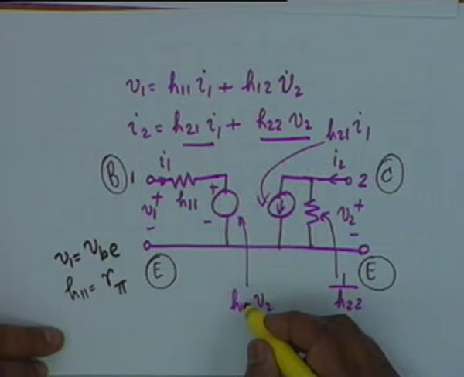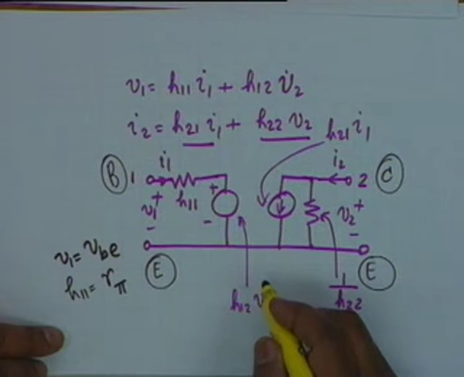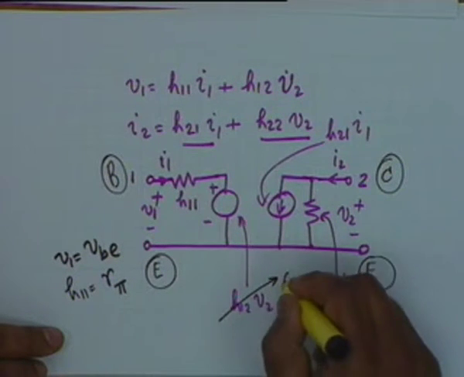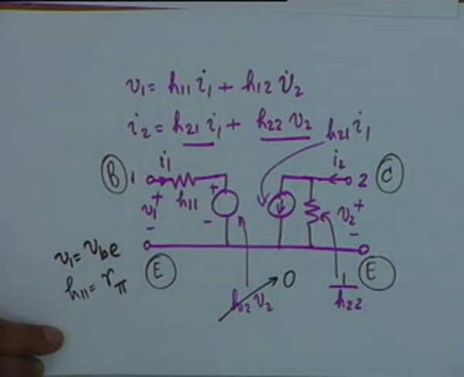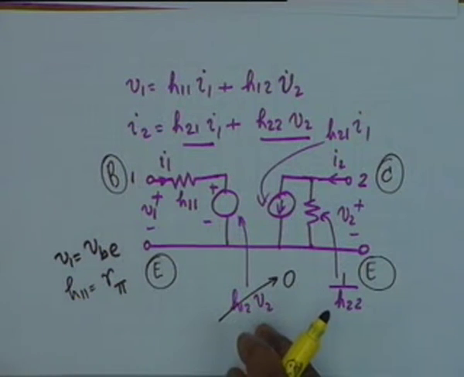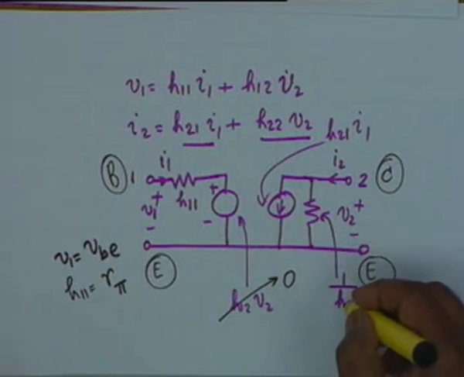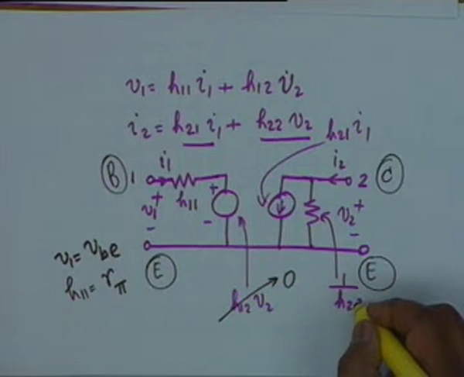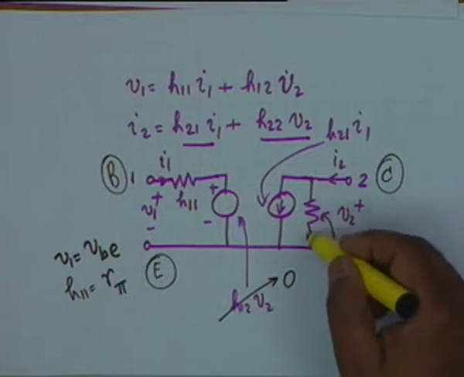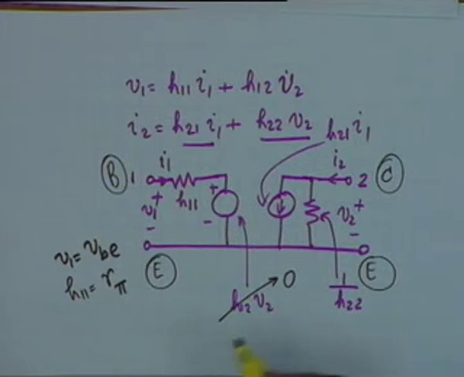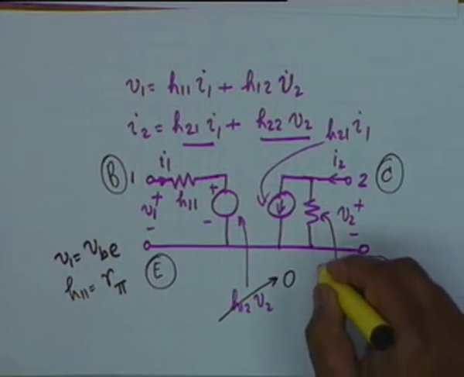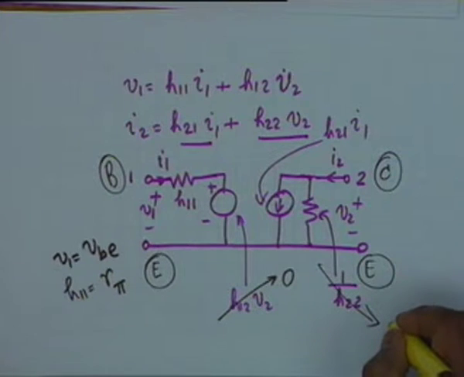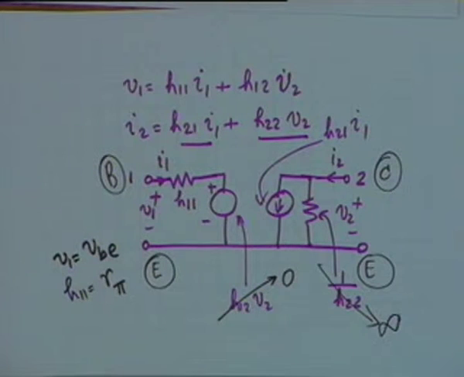H12 is usually a very small quantity, 10 to the minus 3 is a typical value, and therefore we usually ignore this. All right, H12 is usually ignored. Similarly, H22 is a very small quantity, so that this resistance is very large, and therefore this resistance should also be put equal to infinity, that is, one can do without this resistance, all right.